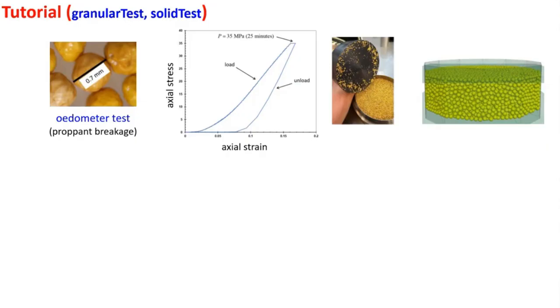Can we say anything about the energy in the system? There is an energy loss. This is where we notice the difference between the loading and unloading, right? So the curve, the area under the curve, basically.